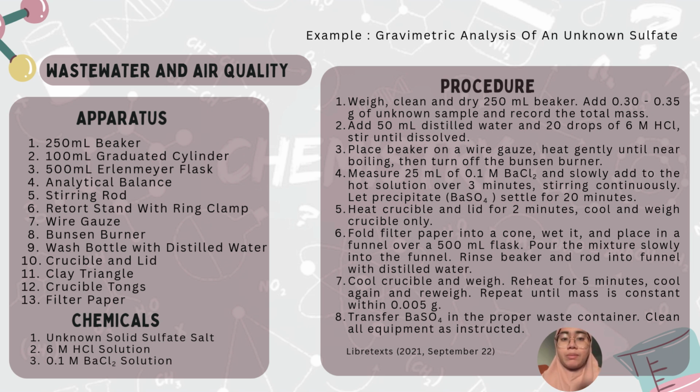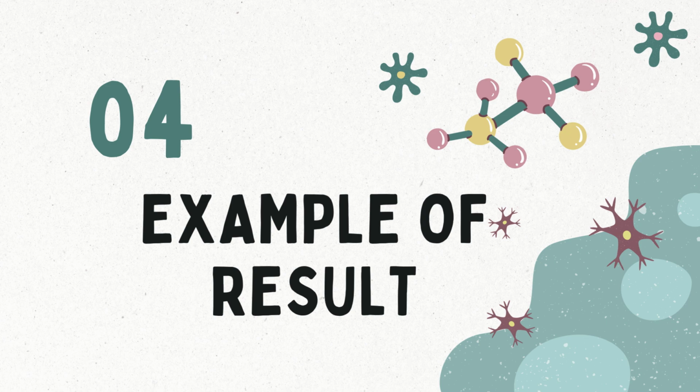Wet the filter paper using distilled water and place it in a funnel over a 500 ml flask. We need to pour the mixture slowly into the funnel, and then rinse the beaker and pour into the funnel with distilled water. Next, we need to cool the crucible and weigh it, and then reheat for 5 minutes. Cool again and reheat again. Repeat until mass is constant within 0.005 gram. Lastly, we need to transfer the barium sulfate to the proper waste container. Clean all equipment as instructed.